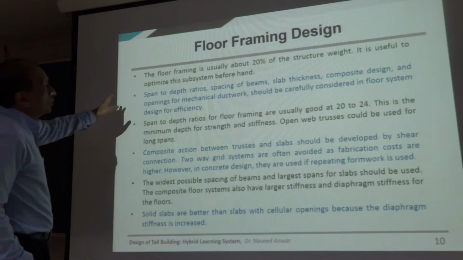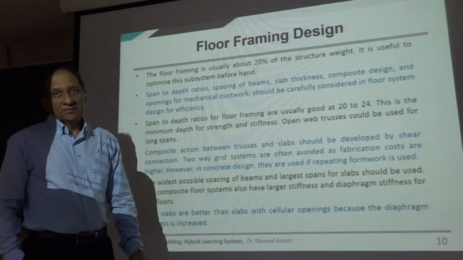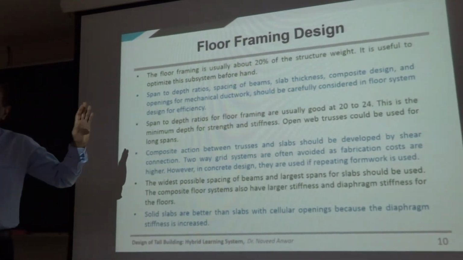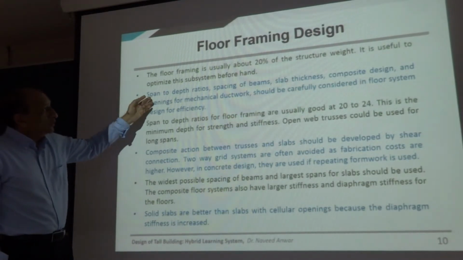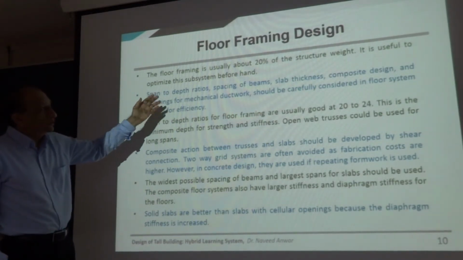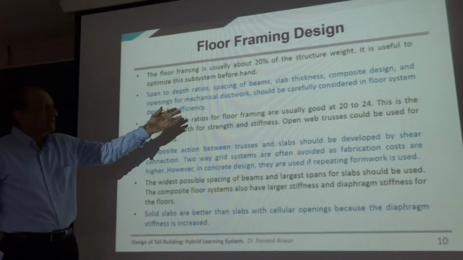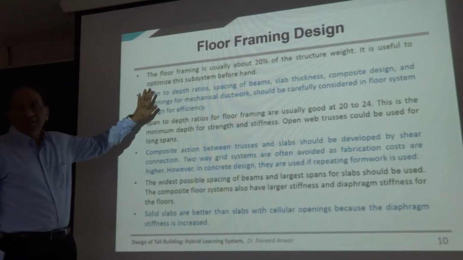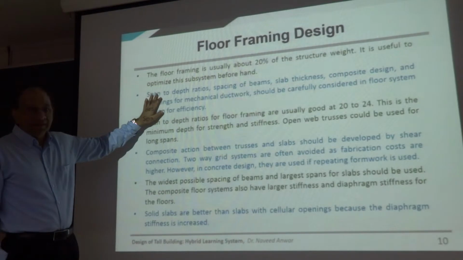So the floor framing is usually about 20% of the structural weight, right? So we have to optimize it, maybe sometimes more. Span to depth ratio, spacing of beams, slab thickness, composite design, openings for mechanical ductwork should be carefully considered. So these are the things that you need to consider.